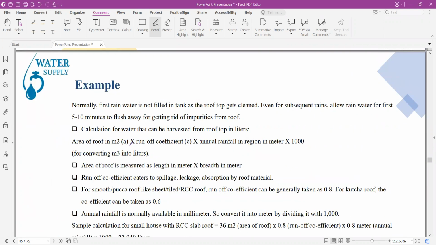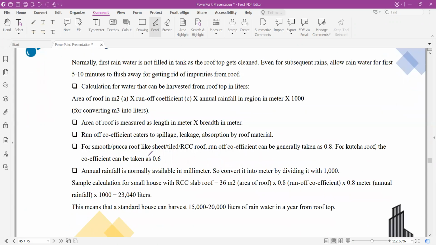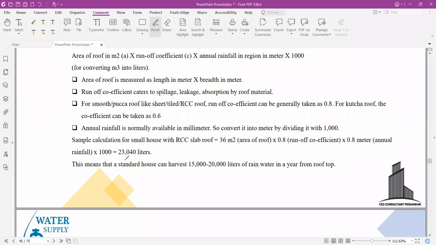So this is just an example to calculate the discharge from a roof. For example, if you know the area of a roof, the runoff coefficient, and 0.8 meter depth of rainfall throughout the year, we can calculate how much rainfall water we can collect. Based on this value, we can design the storage tank for storing the water collected from the roof.